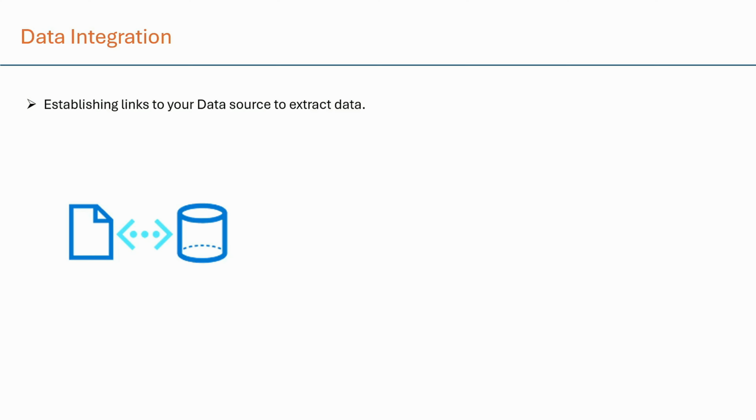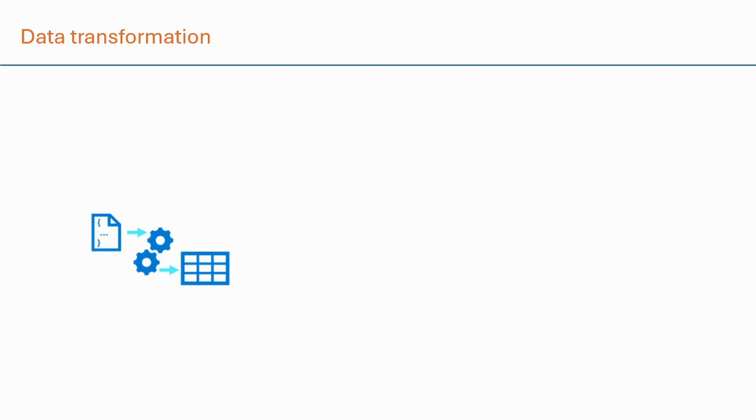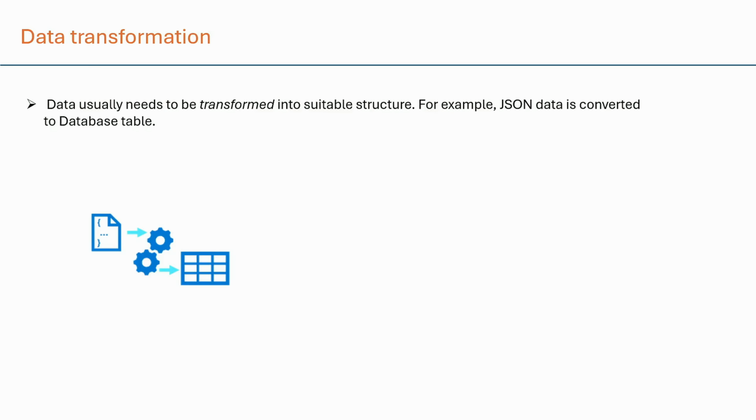That's the first step. The second step is data transformation. Now let's say you have JSON data, which is semi-structured data, and you want to convert it into database tables, in the form of a table with rows and columns. That's called transformation, right? So we basically transform the data into a suitable structure. For example, you want to transform your data from JSON into something called a database table. That's the data transformation. Now the third step is data consolidation.